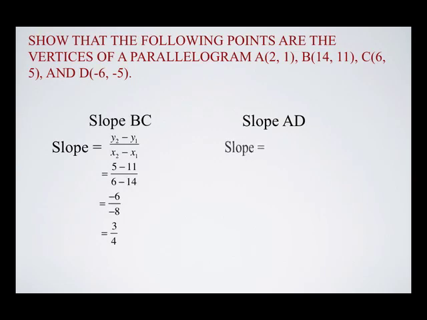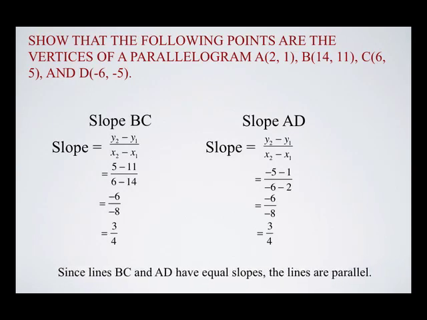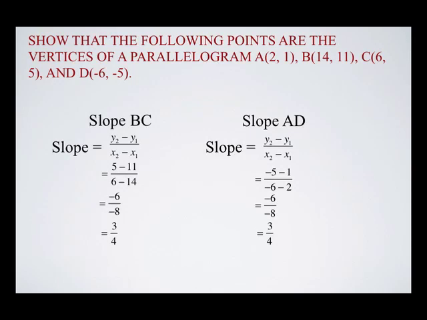Slope AD is given again by the formula y2 minus y1 over x2 minus x1. If D is our second point and A is our first point, we'll have negative 5 minus 1 and negative 6 minus 2, which simplifies to negative 6 over negative 8, which we then reduce to 3 over 4. Since lines BC and AD have equal slopes, the lines themselves are parallel. And since lines AB and CD are parallel, and lines BC and AD are parallel, then the quadrilateral ABCD is in fact a parallelogram.